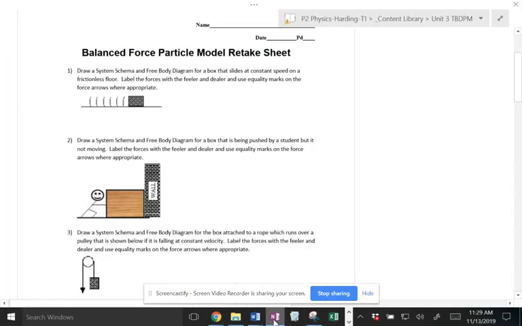All right. There was a request for a key to this thing, so let's chat about it here. We've got a system schema, free body diagram for a box that slides at a constant speed across a frictionless floor.